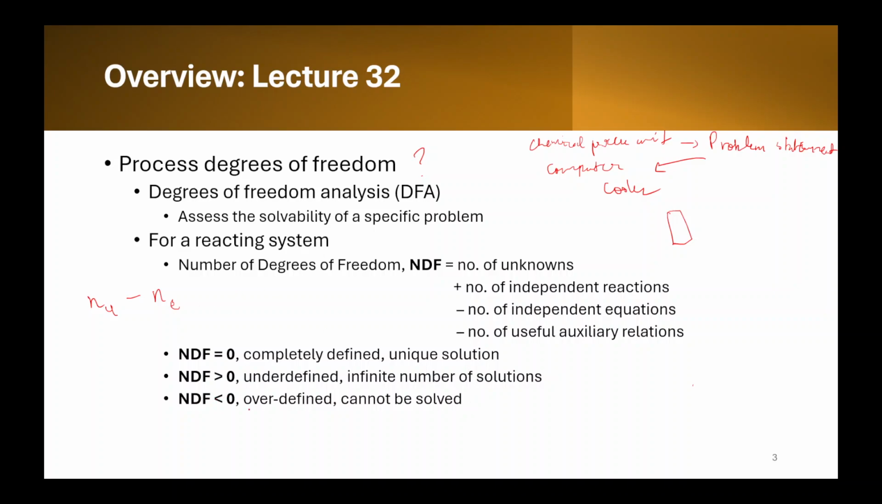If NDF is less than 0, that means that in a broad sense the number of equations is greater than the number of unknowns. So you are over-defining the system. There are too many constraints in that system, and using all of those equations, the system cannot be solved. This is why you need degree of freedom analysis: to know beforehand whether a system is solvable or not.